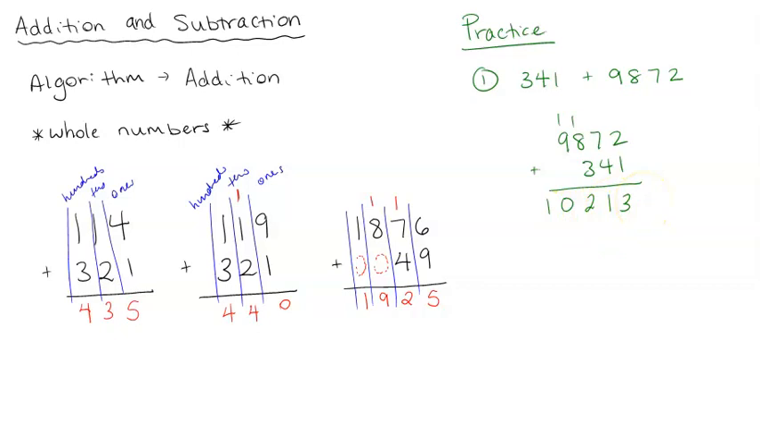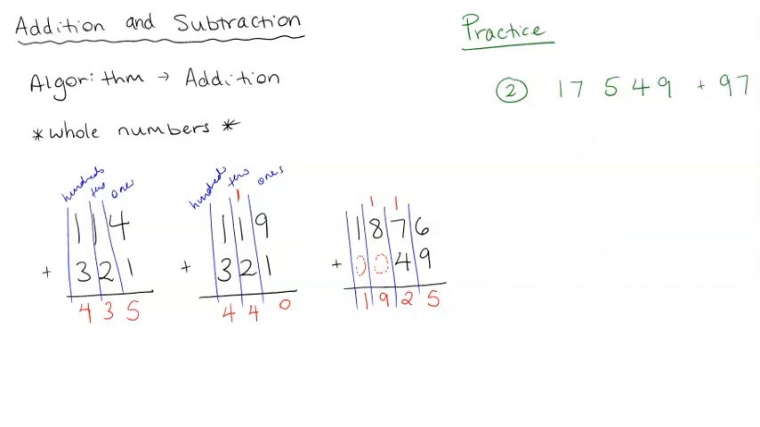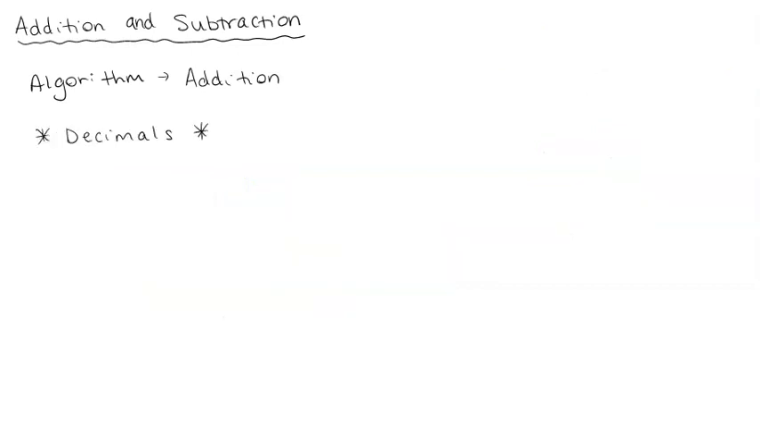Let's try one more. Let's try 17,549 plus 97. So 9 plus 7, 16. 1 plus 9 is 10, plus 4 is 14. Give me 6, 7, 1. The answer is 17,646. Now let's talk decimals.